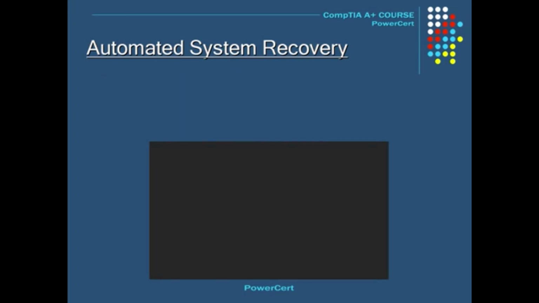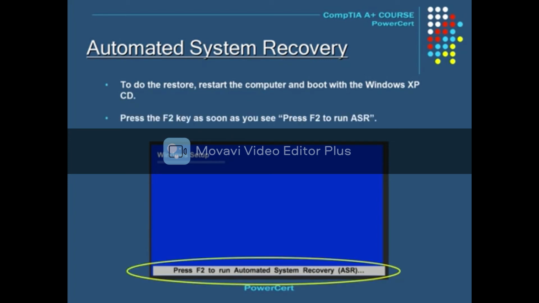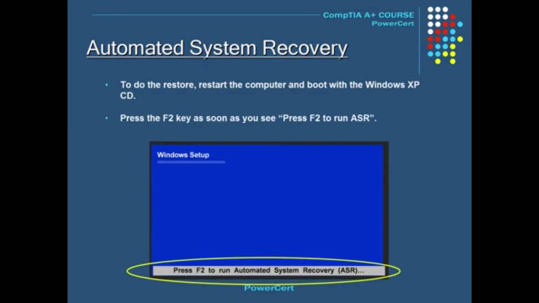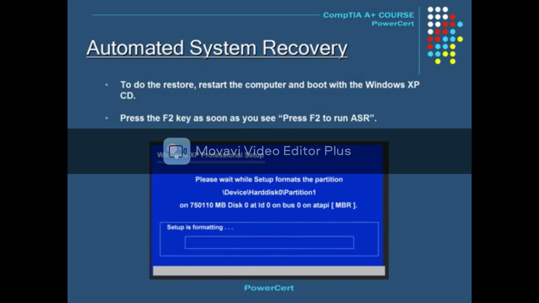And to do the restore, you need to restart the computer and boot with the Windows XP CD. And in the Windows setup screen, you need to press the F2 key as soon as you see press F2 to run the ASR on the bottom of the screen. And from here, just follow the instructions on the screen and the restore process would take place. And you can fully restore your computer with the backup you created.